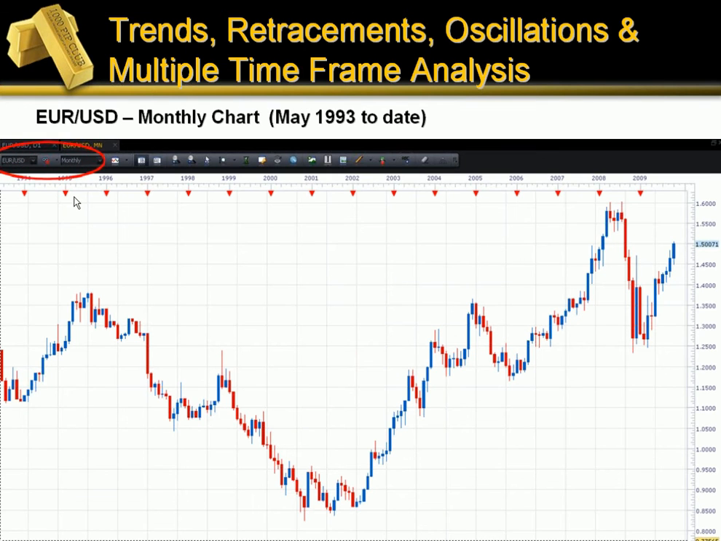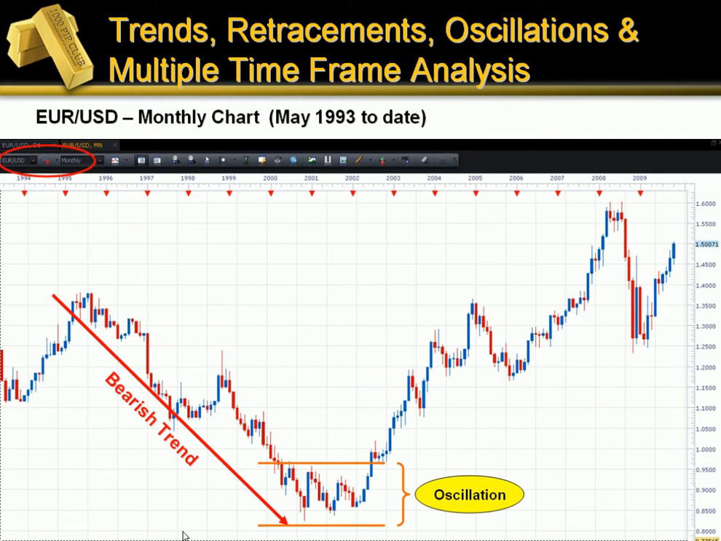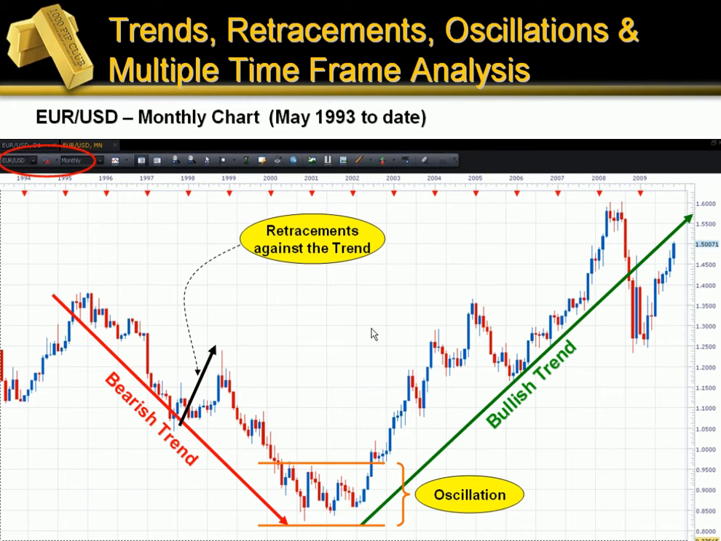All right, so once again, this is a Euro USD chart, a monthly chart from 93 to date. And what you see there is a bearish trend, a sideways movement, and a bullish trend, right? Within the bearish trend, you have a very strong retracement going against the trend.